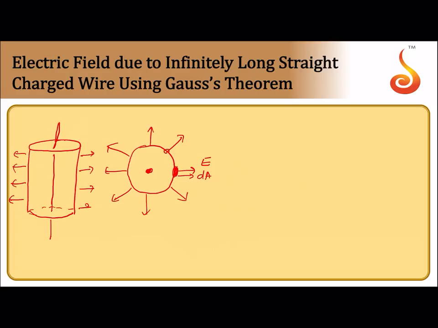Next, I will choose one more portion here. E is along this direction. dA is also along the same direction. I'll choose one more portion. E is along this direction. dA is also along this direction. So do you notice that everywhere area vector and field vector are parallel to each other? Do you notice that? Correct or not?